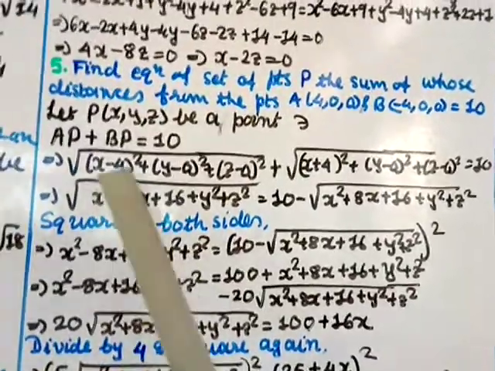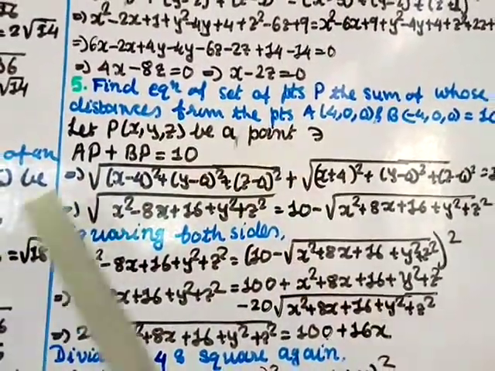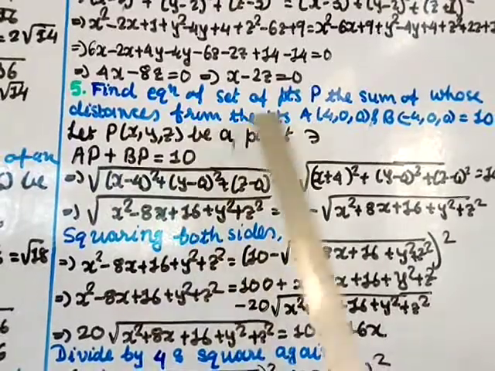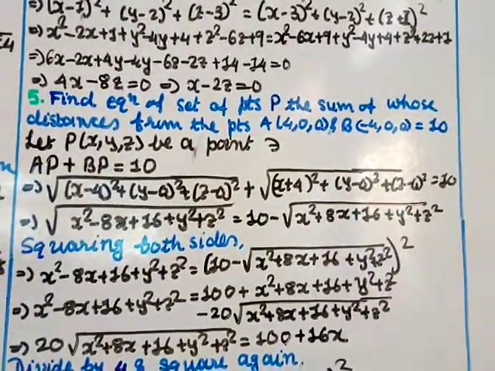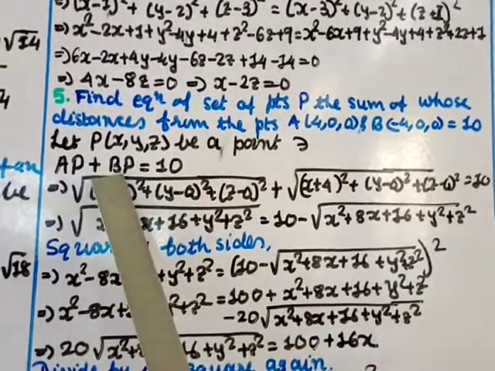Let P(x, y, z) be the point such that AP plus BP equals 10. The distance from A to P plus P to B is equal to 10, given in the question. So AP plus BP equals 10.